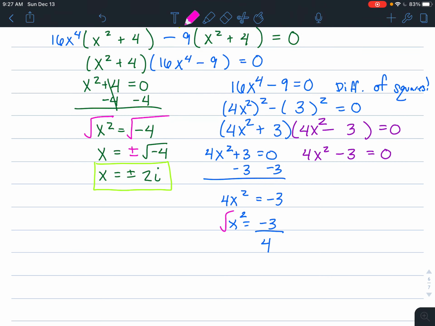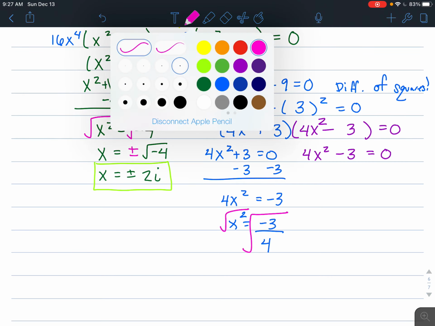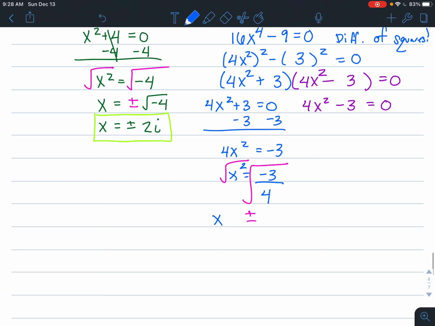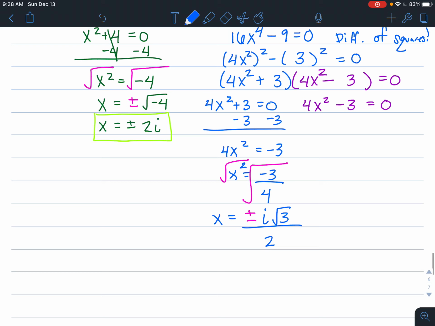And then I'm going to take the square root of both sides to get rid of my square power, which is going to give me a plus or minus on my answer. So I'm going to get x equals, so I have a negative 3 in the top, so I know I'm going to get an i, right? So that takes care of the negative. And then in the numerator, I can't take the square root of 3, so that's just the square root of 3. And then the square root of 4 is just 2. So that's answers 3 and 4, right, because of the plus or minus.